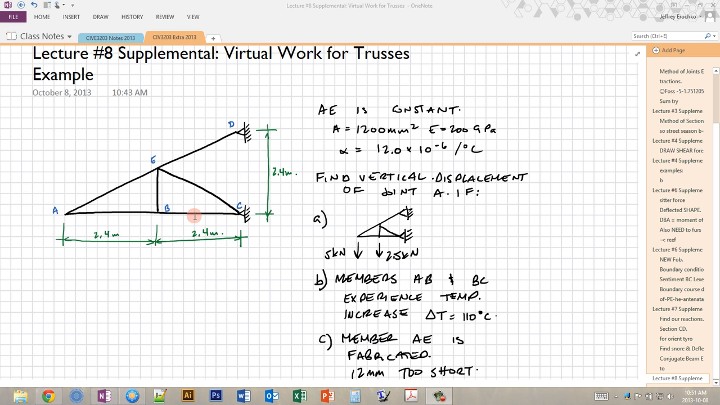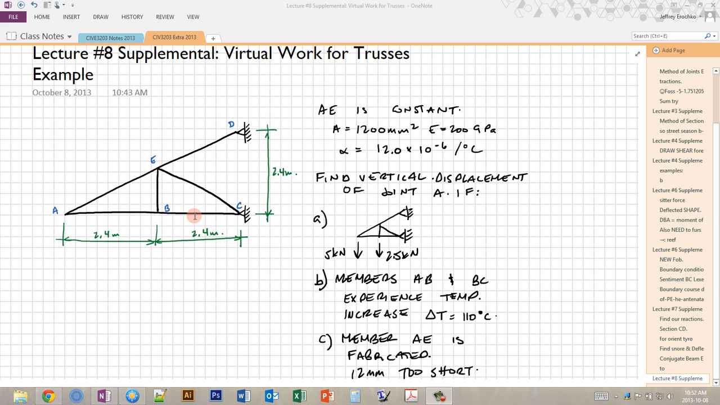In this video, I'm going to go over an example of how to calculate the displacement in a truss using the virtual work method. And these displacements are going to come from three different sources. The first is going to be from loads on the truss. The second is going to be due to temperature change for select members in the truss. And the last one is going to be due to a fabrication error where one of the members is fabricated too short. So here we have our sample truss with 6 truss members.